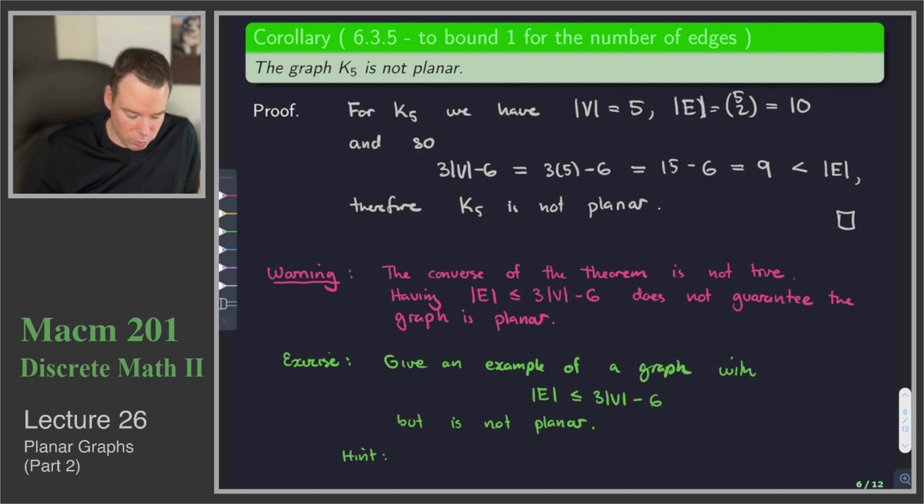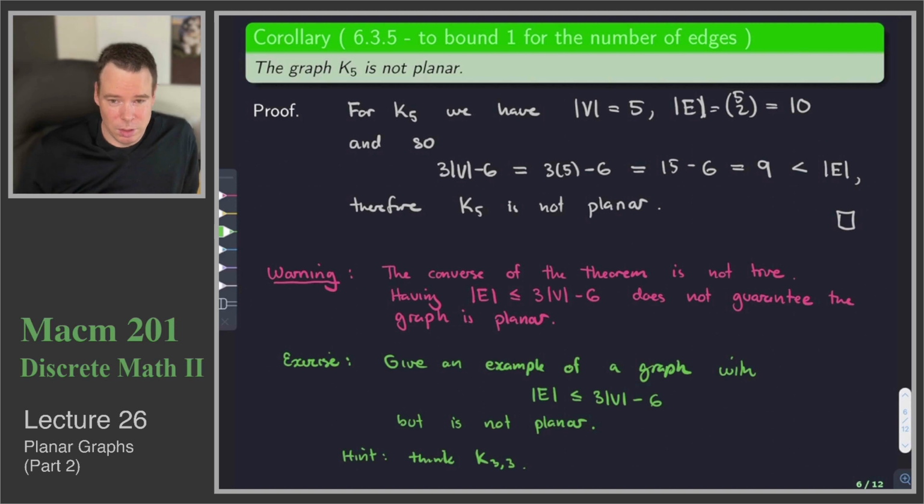So in order to satisfy this inequality, we just have to have the number of edges being less than 12. Are the number of edges in K33 less than 12? Yeah, they are. And so it does satisfy this inequality, and it's not planar. So even though it's got a small number of edges, it still isn't planar. So hint, think K3,3, because that's the only other non-planar graph we know about.